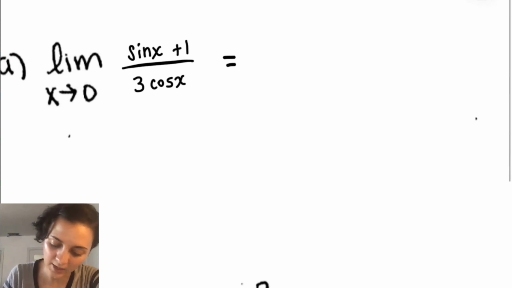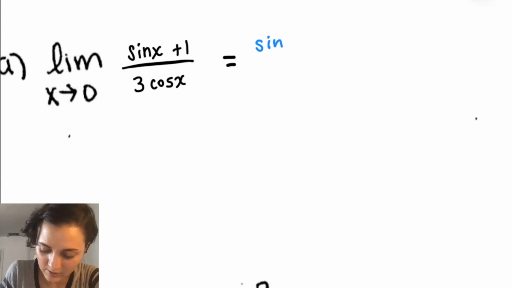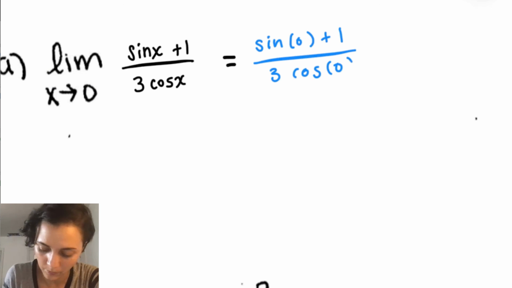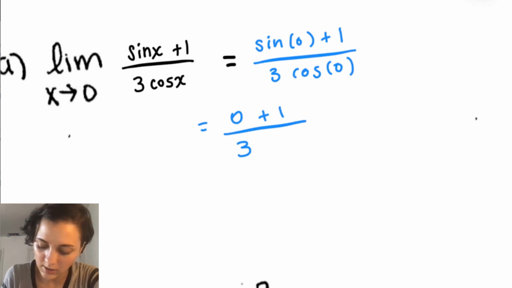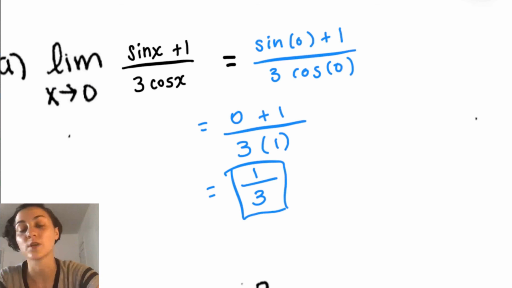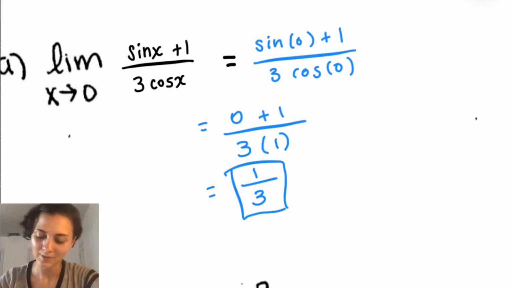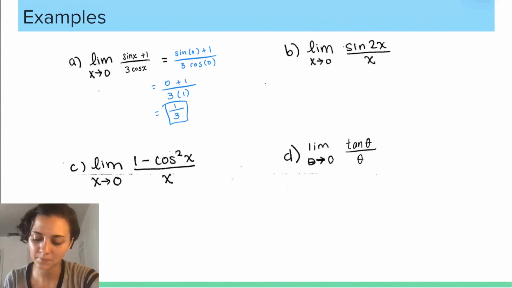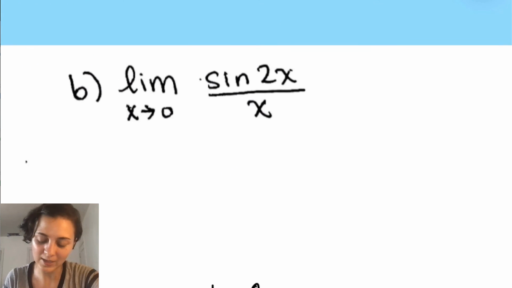So let's see, plugging in, I'd get sine of 0 plus 1 over 3 cosine of 0. Sine of 0 is 0. Cosine of 0 is 1. So this problem, I just get 1 over 3, and I'm done. I don't have to do a special trig limit. Woohoo! Okay, so you really only have to use your special trig limits if you get an indeterminate form, which I can see over here in B is what I would get.